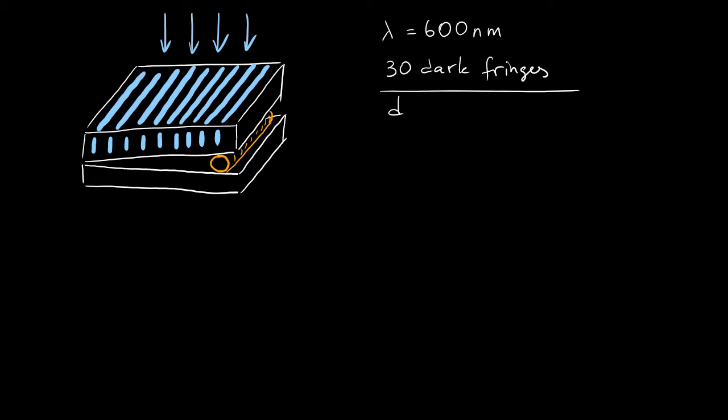Before we do that, let's see what's given to us. As I mentioned earlier, our wavelength was 600 nanometers. And let's suppose that there are 30 dark fringes that are formed. And we want to find out what is the diameter of the wire. So the diameter will be this part right here of the wire, pretty much the thickness at that point.